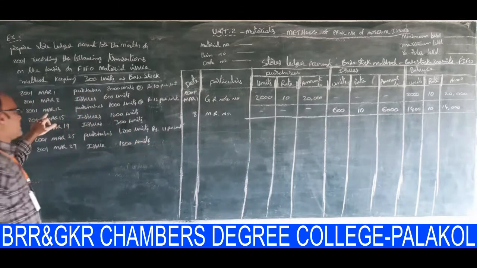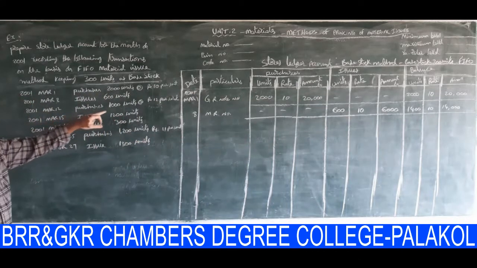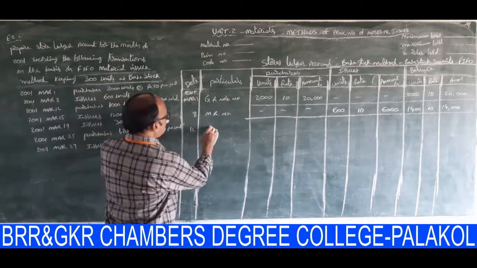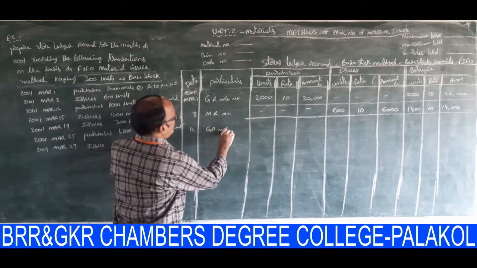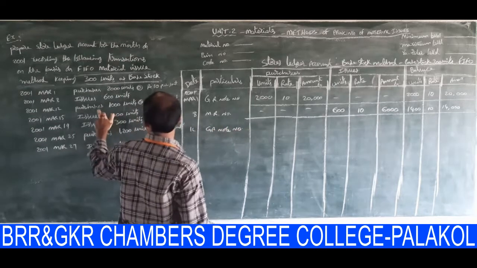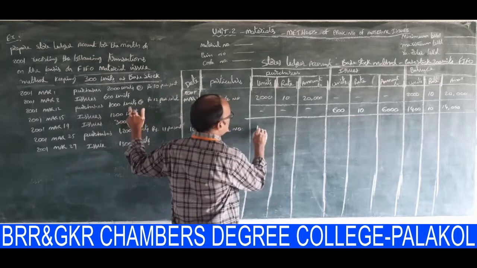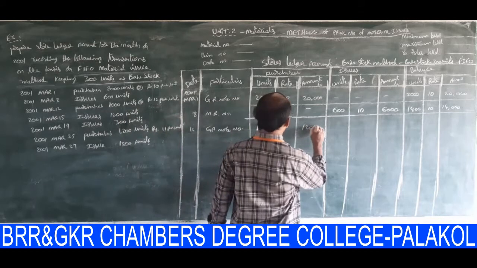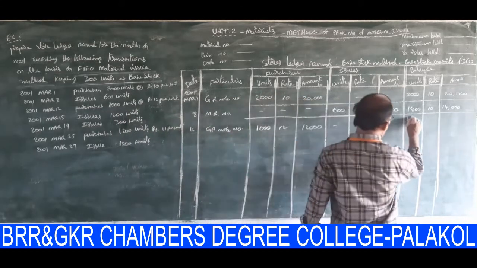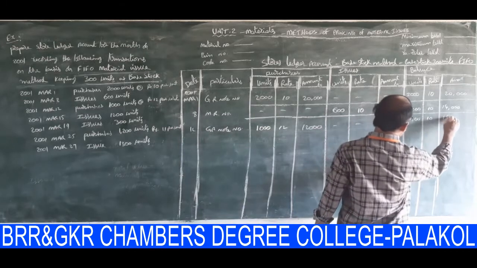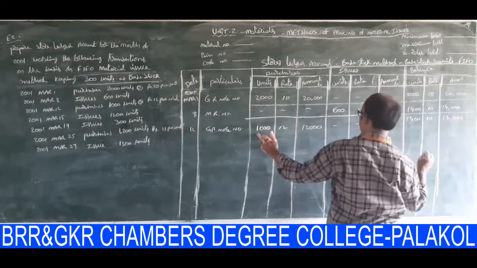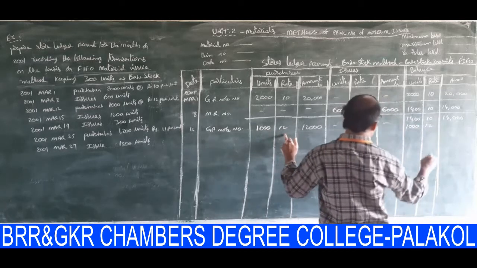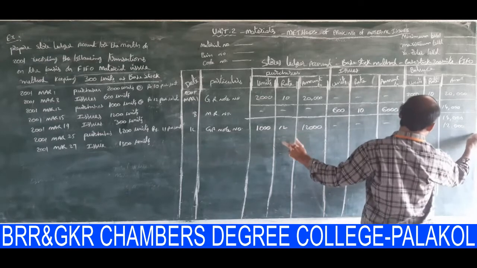Next one, March 12th, purchases 1000 units at the rate of 12 rupees per unit. So March 12th, purchases, GRN number. How many units purchased here? 1000 units, 12 rupees per unit, 12,000. So 1400 units, 10 rupees, 14,000. Next, recently purchased 1000 units, 12 rupees per unit, 12,000.